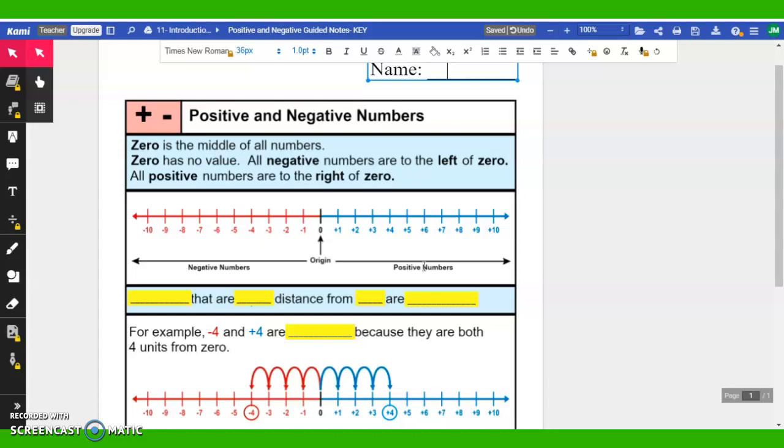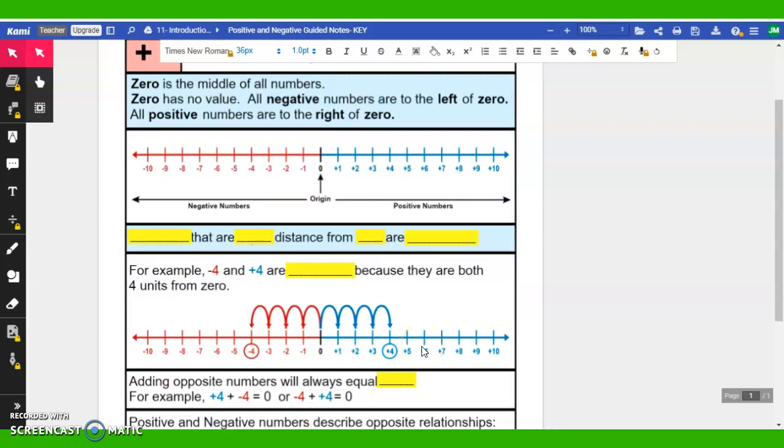Now remember, if I'm going too fast for you, just stop the video or go back and rewind. That's the wonderful thing about watching and completing notes with a video. You can work at your own pace. Even if I'm going too fast, you can just pause the video and go back and make sure you fill in all of your information.